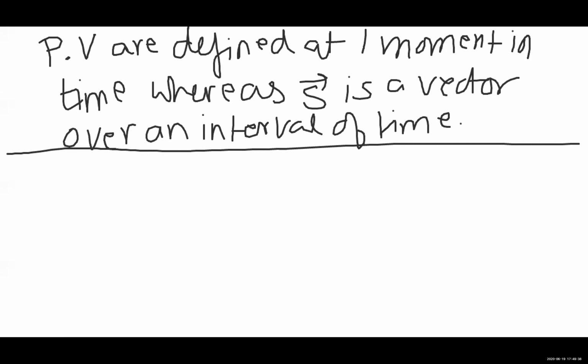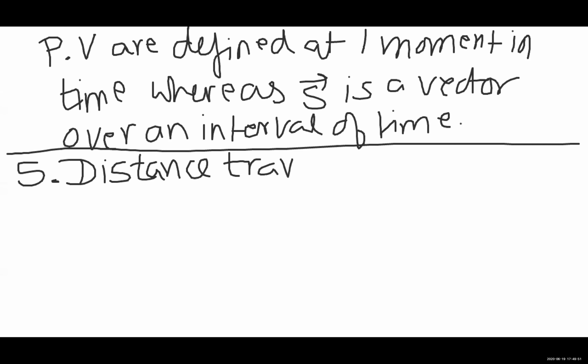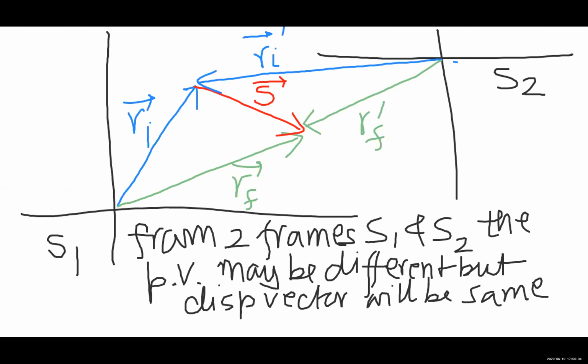Next, number 5, I think. So number 5 is the distance traveled. Yes, wait a minute. So what do we mean by the distance traveled?